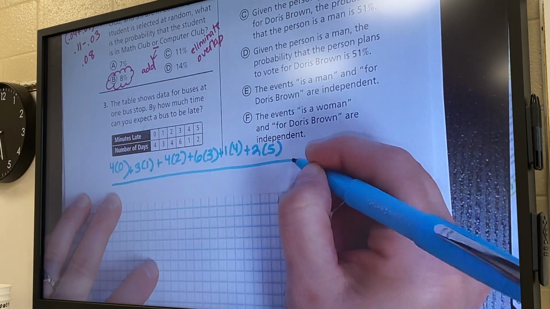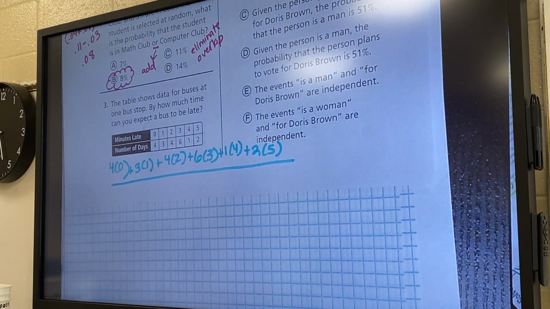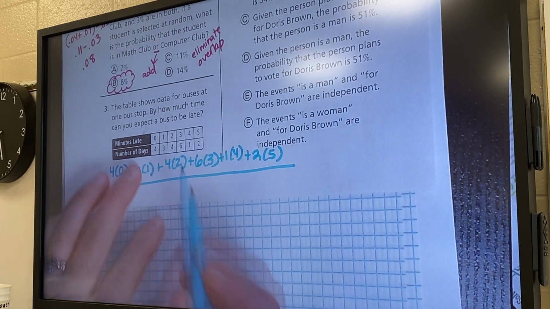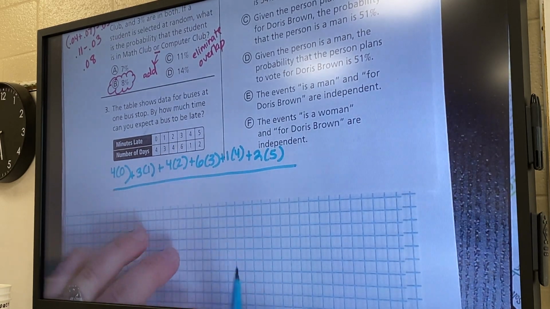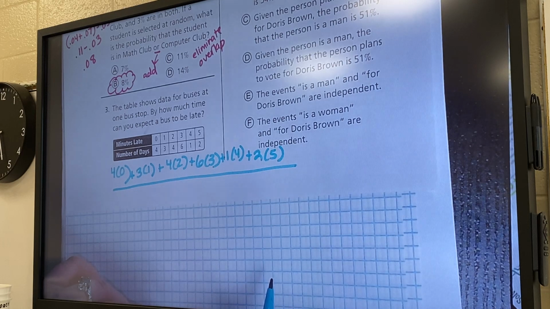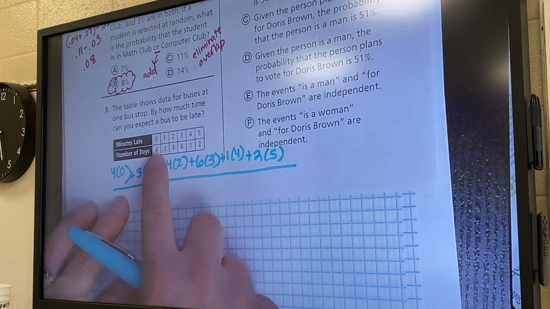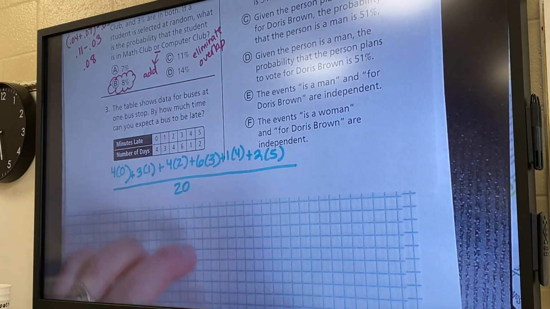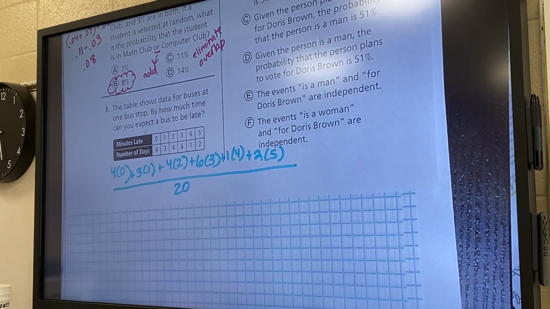Okay, and then how many times are we taking data for the bus? How many different days did we do it? Look, here's all the days added up. How many days? Wait, how many days did they look at the bus? 20. So what's the number on top gonna be? Add it up.